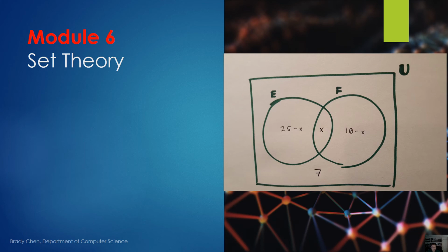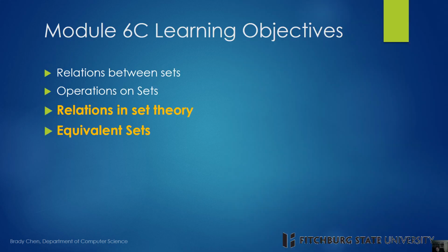This is Module 6, Set Theory. Set theory is the mathematical theory of well-determined collections called sets of objects that are called members or elements. Now here are the learning objectives for Module 6. First we will introduce the concept of sets, and then we'll talk about the relations between sets. And we will talk about some of the operations on sets.